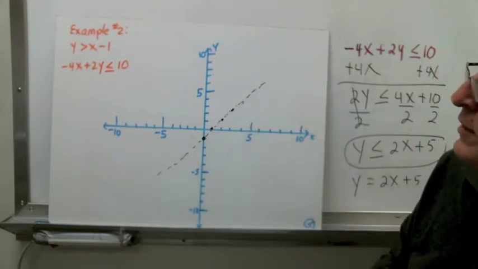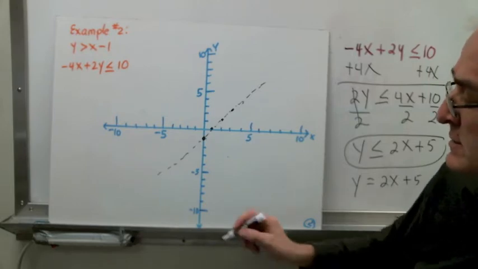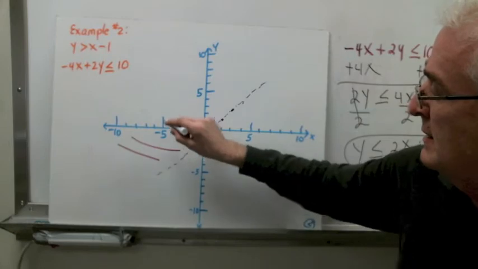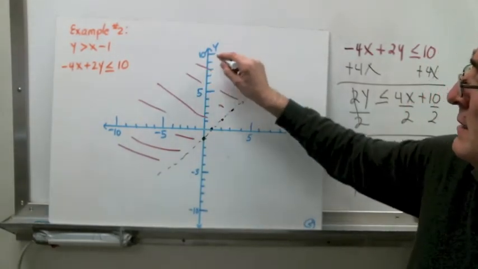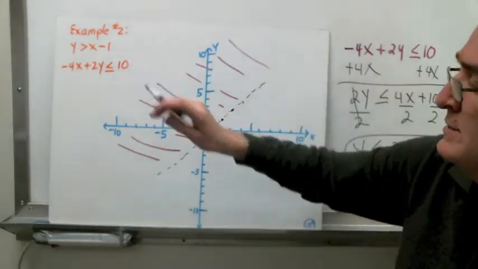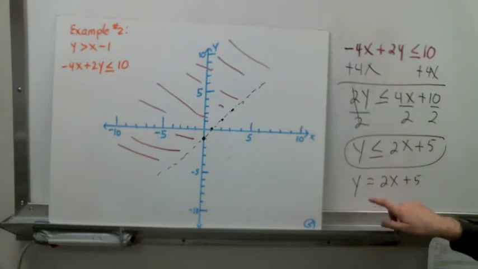And we're saying that we are going to shade above that line because it is greater. So I'm going to shade everything that's in this part of the graph up here. This would be the shading for y is greater than x minus 1. Okay? Let's take a look at our second graph.